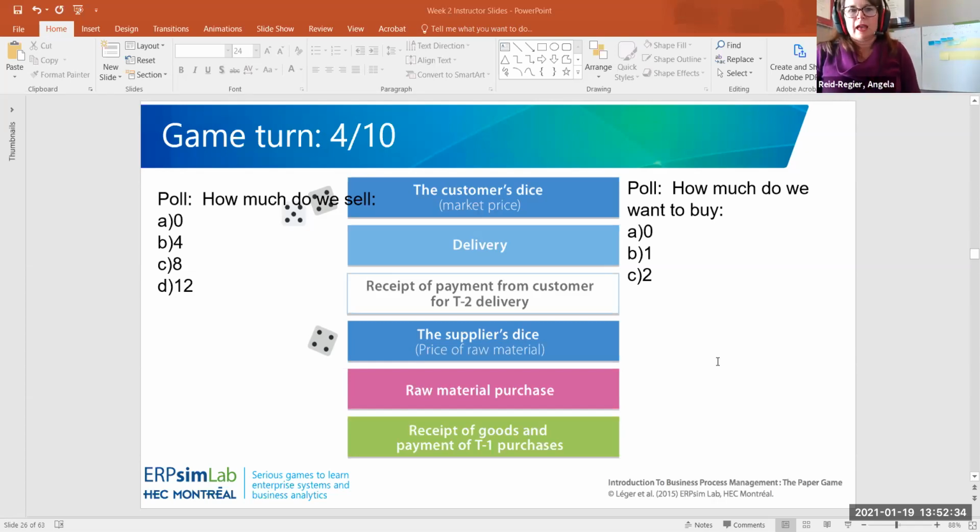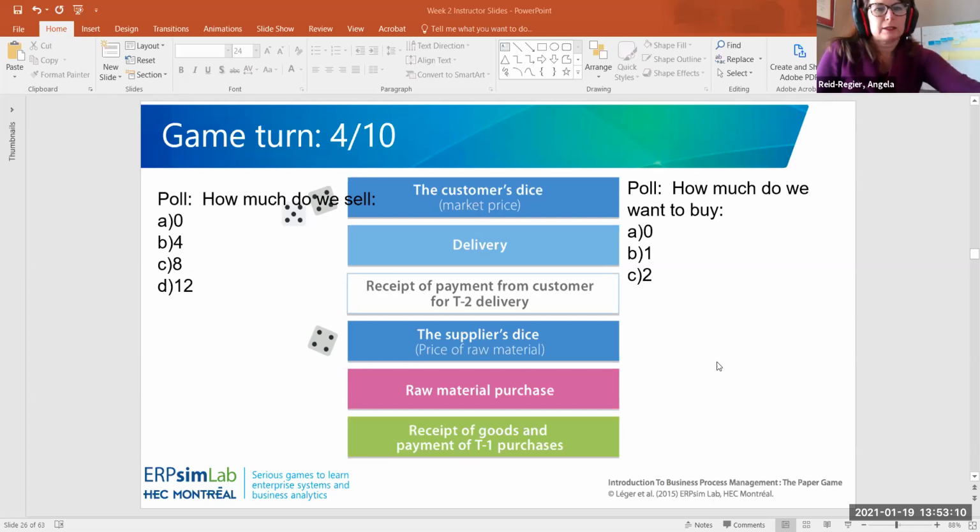Okay. And can we take payment for delivery from the customer in this time? So we are in time 4. Yes, 2 times ago, we delivered 2. So we can take payment for that delivery. So I'm just going to take that off and move that over here. Okay, so we've done our invoicing, we've taken delivery, we've made our payments.